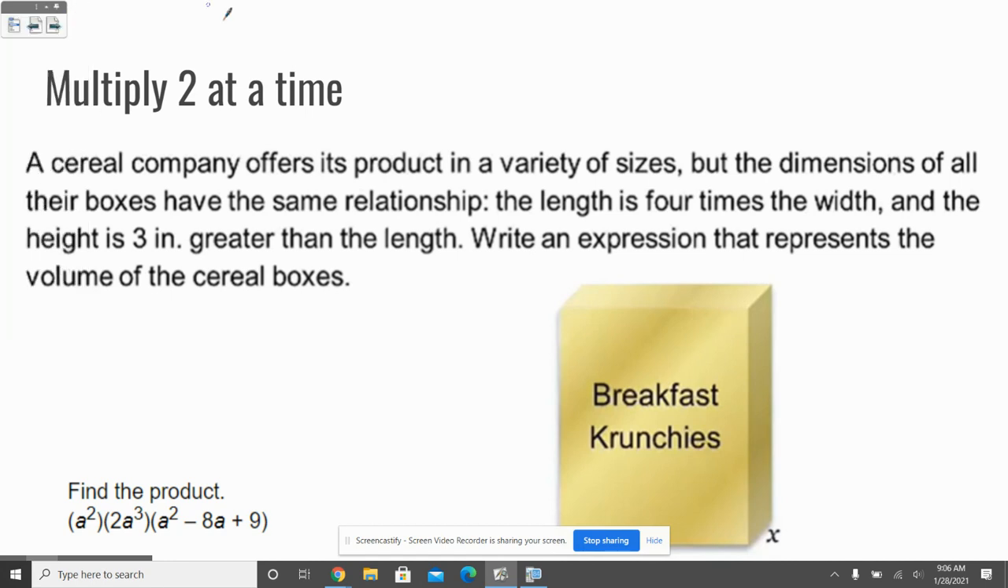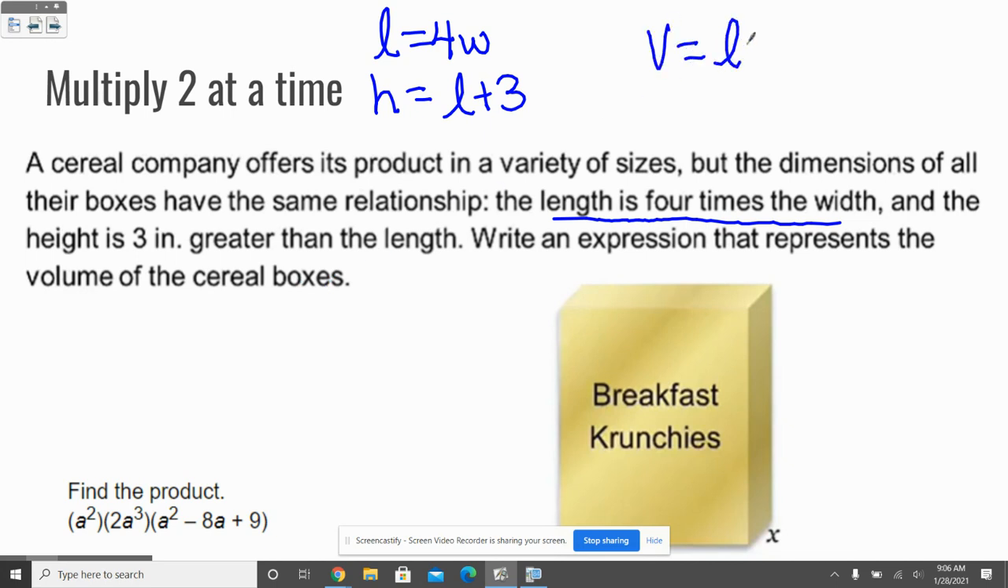So they want to know if the length is 4 times the width. That's a fact. And I can write that as an equation. Length equals 4 times the width. The height is 3 inches greater than the length. So that's the length plus 3. Write an expression for volume. And we all know that volume is length times width times height. But we don't want all these different variables. We really just want one variable.